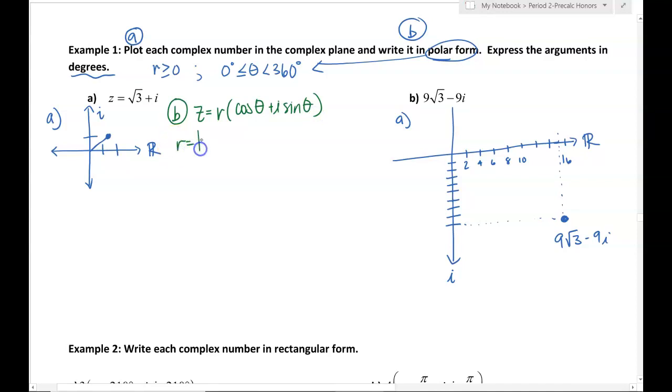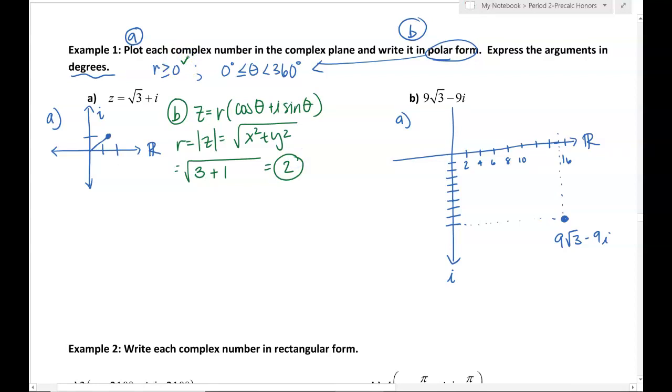Radius is the distance of z, which is the magnitude of z, which is the formula square root of x squared plus y squared. Okay, x is going to be radical 3, so radical 3 squared is 3. Y is up 1, so that's just going to give us 1 in there. That's going to be square root of 4, which gives us a radius of 2, and that's definitely positive, so we are okay with the restriction of radius.